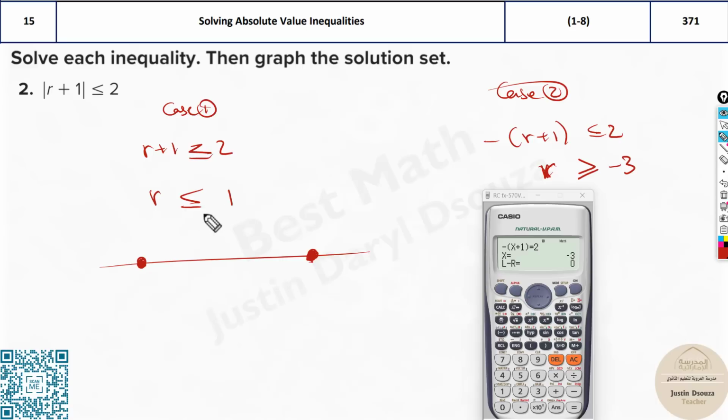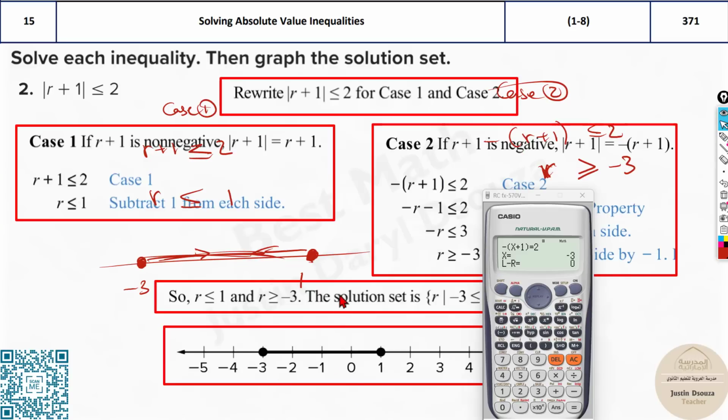Now it's less than or equal to 1, so it goes to the left, and greater than or equal to minus 3 to the right. So that is the solution region from minus 3 to 1. So that is how we solve this. Here you can see that's the answer.